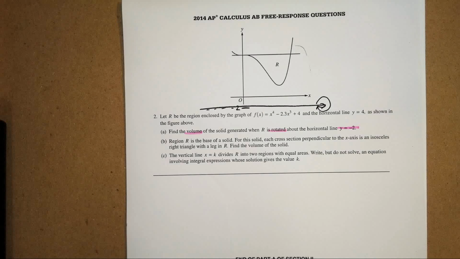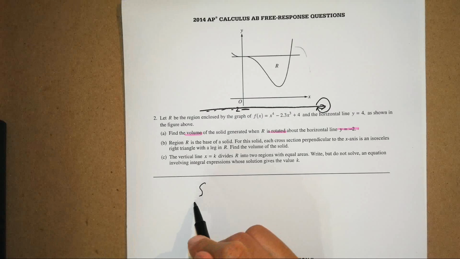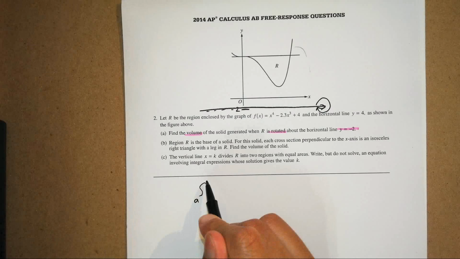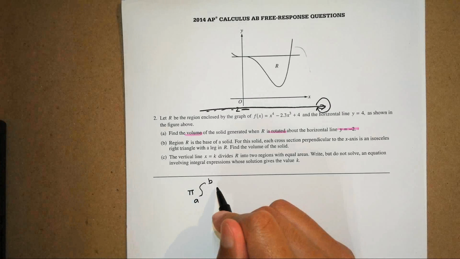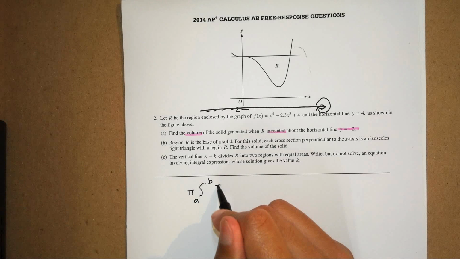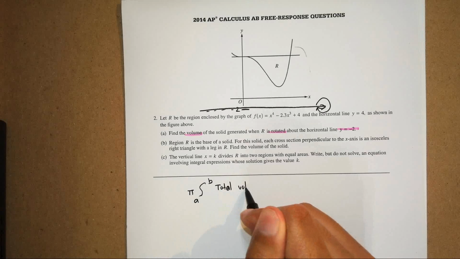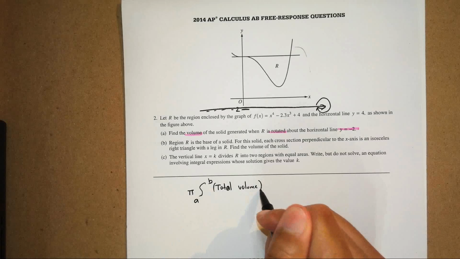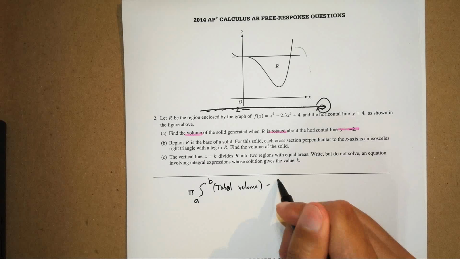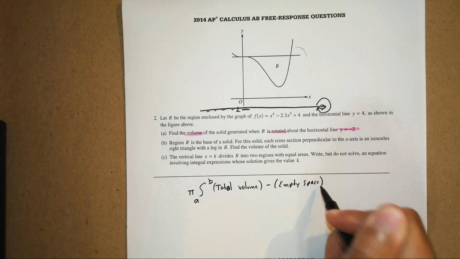So when you have that, you have to memorize the formula when it deals with volume around a certain line. It's integral from A to B and a pi in the front. And what I usually consider this is total volume minus empty space.